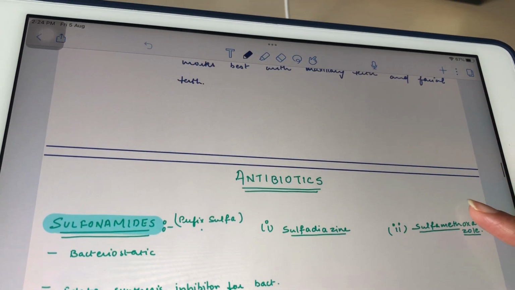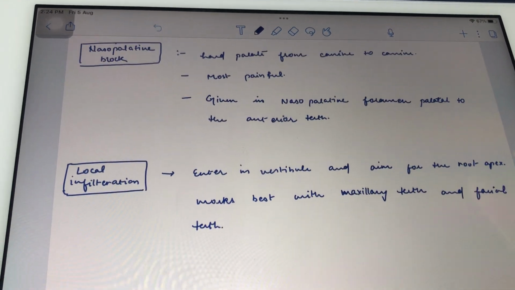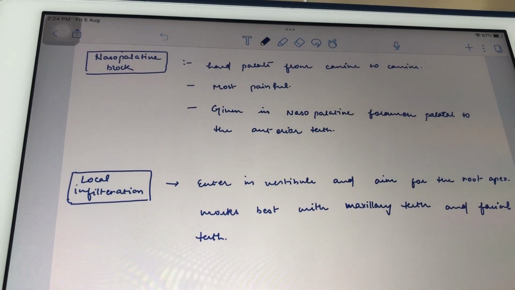Now the next topic will be antibiotics. So this was all about local anesthesia.